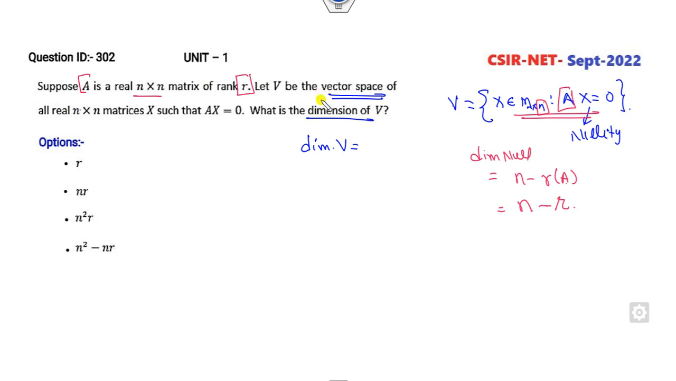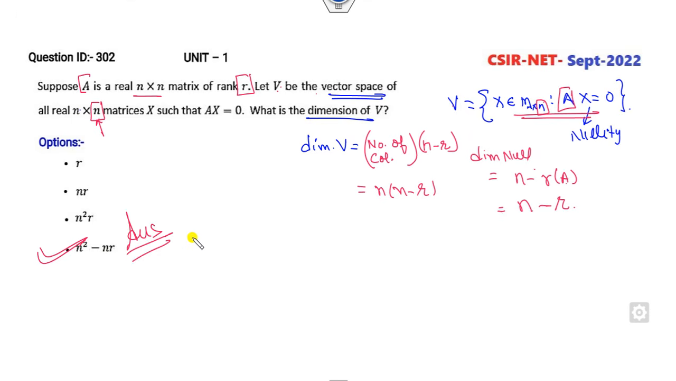How can you find the dimension of V? V is the vector space. That is nothing but the number of column vectors multiplied by the dimension of this. So how many column vectors does V have? The number of column vectors of V is n. So n into n minus r. So that will be n square minus nr, which is the right answer to this problem.